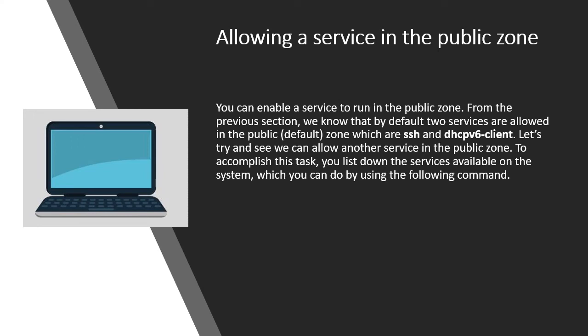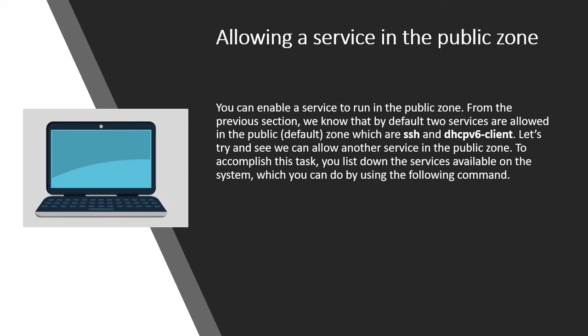Hello and welcome to the section allowing a service in the public zone. You can enable a service to run in the public zone. From the previous section, we know that by default, two services are allowed in the public or the default zone, which are SSH and DHCPv6 client. Let's try and see if we can allow another service in the public zone.